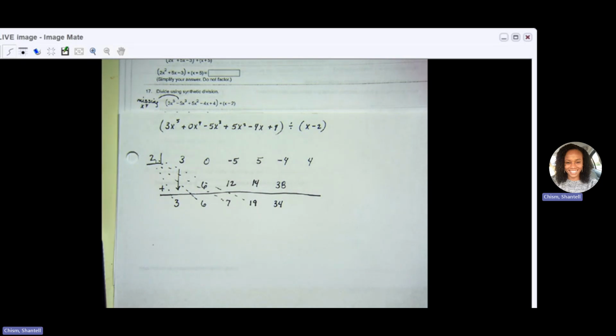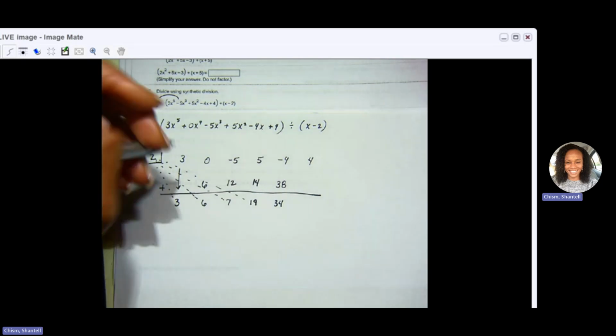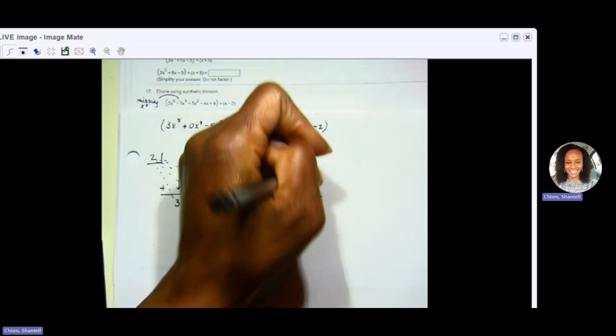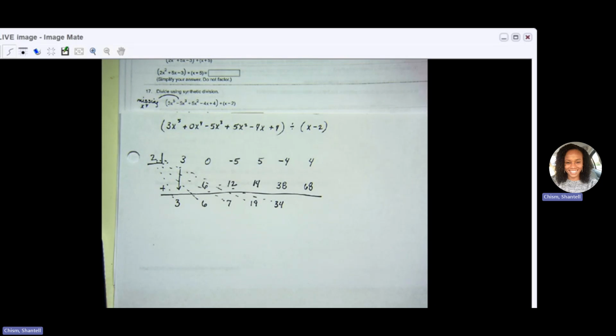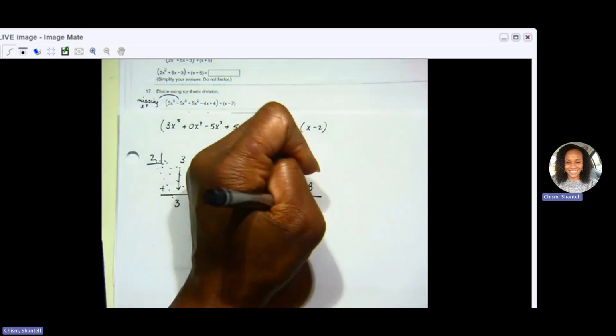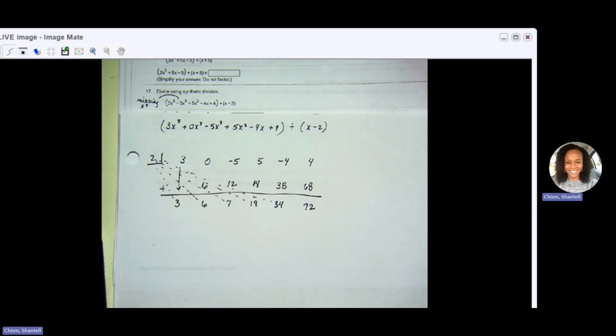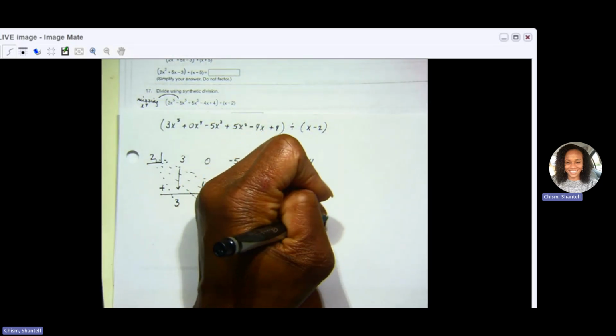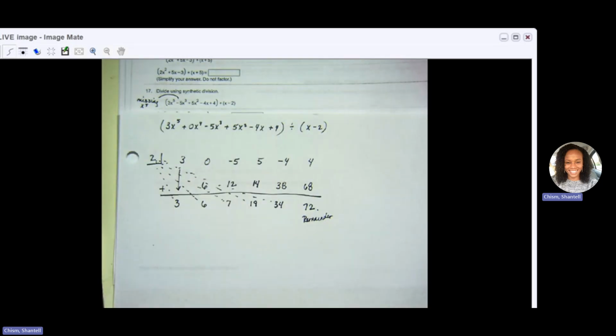Then I say 2 times 34, show that here as well. That gives me 68, and I place that in that last column. 4 plus 68 gives me 72. Okay? That last number is always the remainder. Always, always the remainder. Sometimes it's 0, sometimes it's not. In this case, it's not 0.